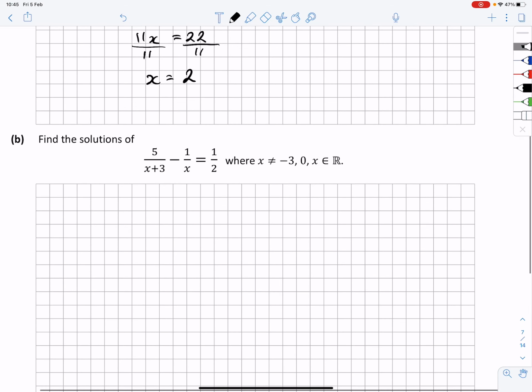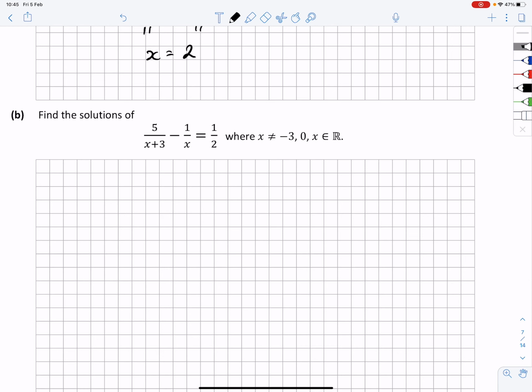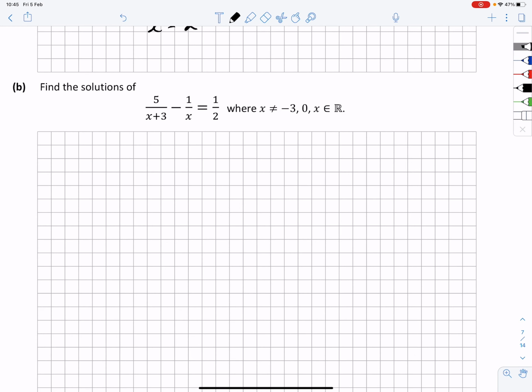For the next part of the question, I have to solve an algebraic equation involving fractions. So I have to notice that the common denominator equals 2 multiplied by x and multiplied by x plus 3. And that requires me to multiply all the terms of this equation by the common denominator. So let's do that. 2x and by x plus 3.